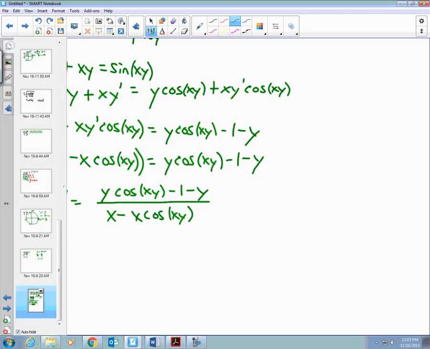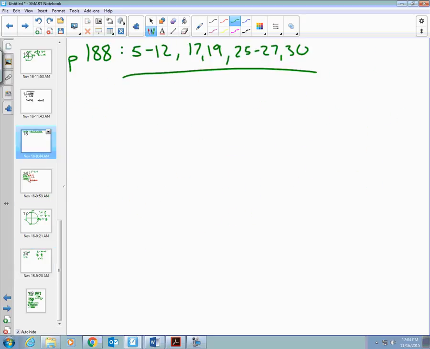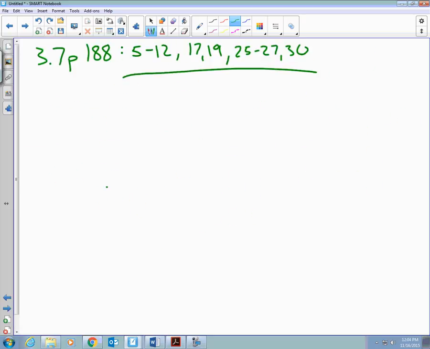We don't have time for our last problem. We'll have to do that at the beginning of class tomorrow. But the assignment, we do have time to put that on the board for you. Page 188, 5 through 12, and then 17, 19. You don't know how to do these last ones yet because we need to do that example tomorrow. But I think you should have some good success today.